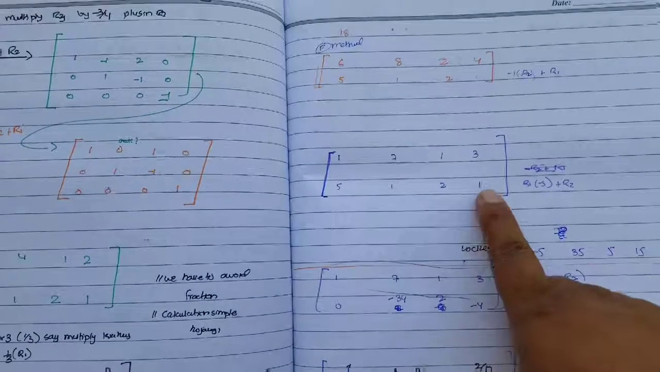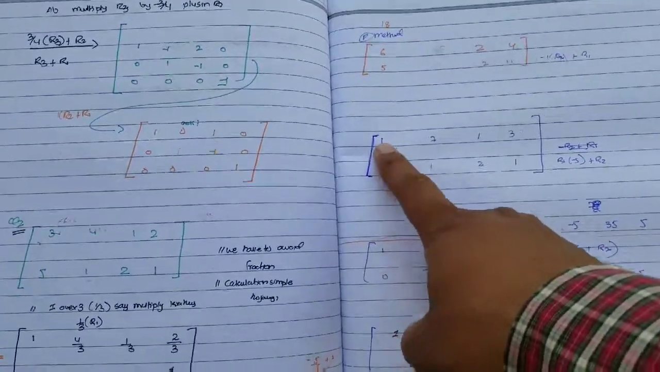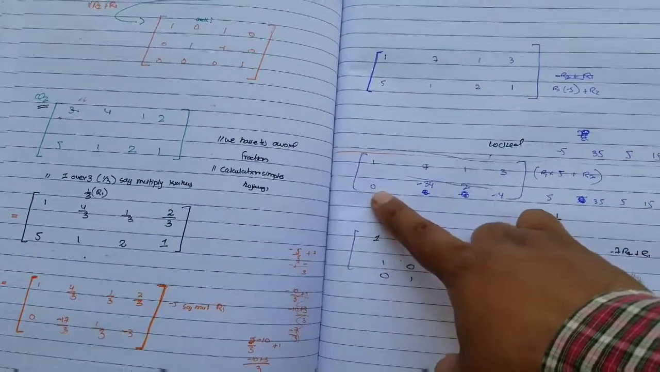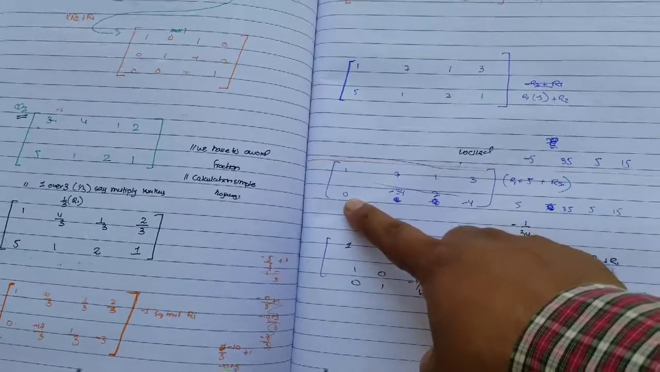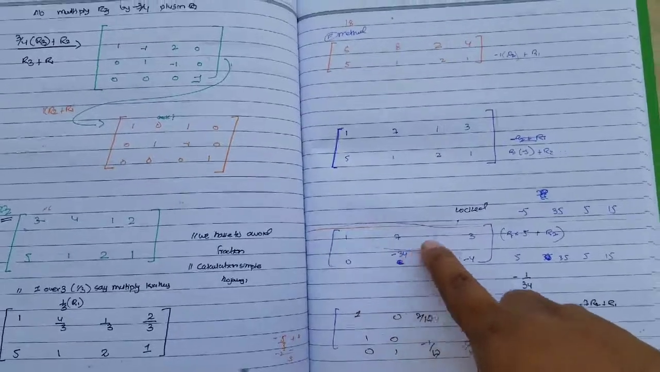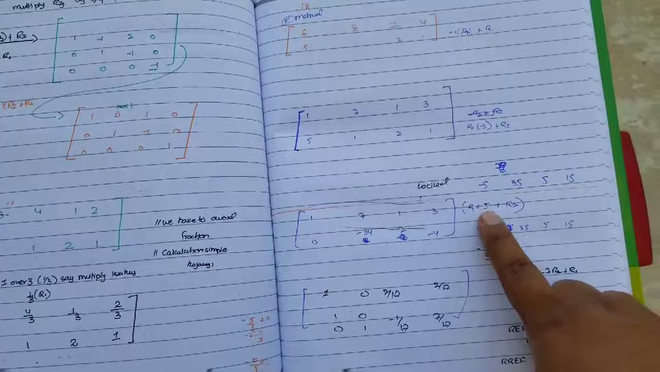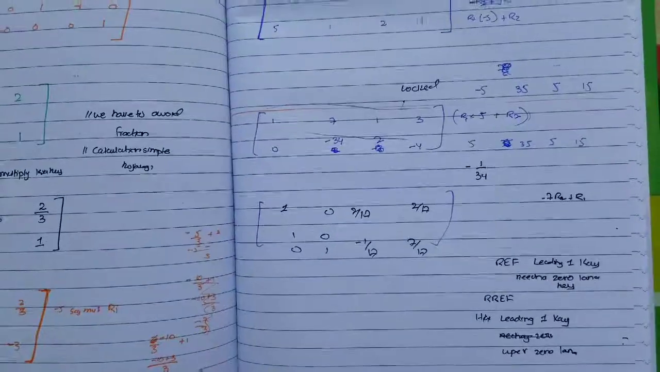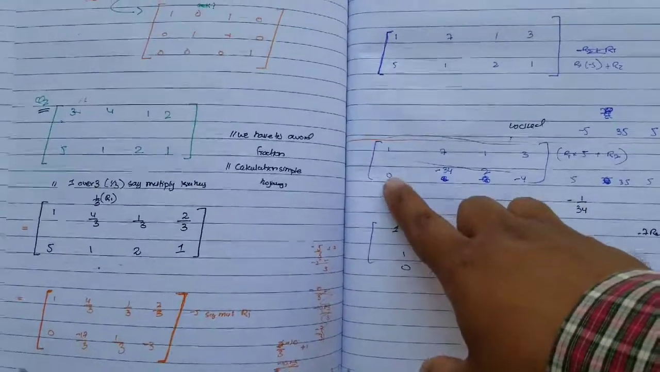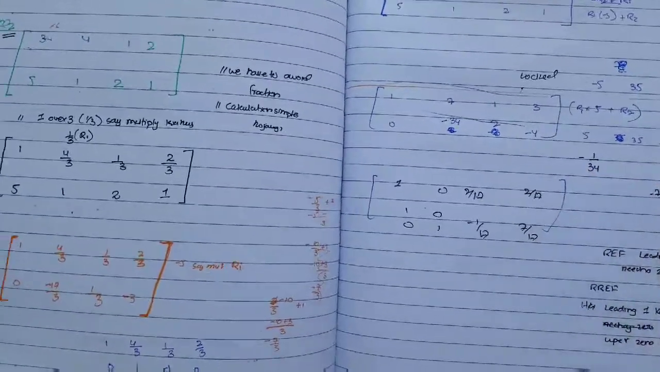This thing will remain the same, and after that our leading one is achieved right here. Then we have to know that 0 has to come below the leading one. So we have our 1, 7, 1 and 3 over here, and we multiply row 1 by 5 and add it into row 2. Now after adding into row 2 we have the answer 0, -34, 2 and -4.